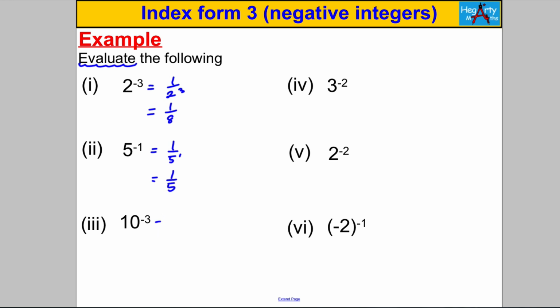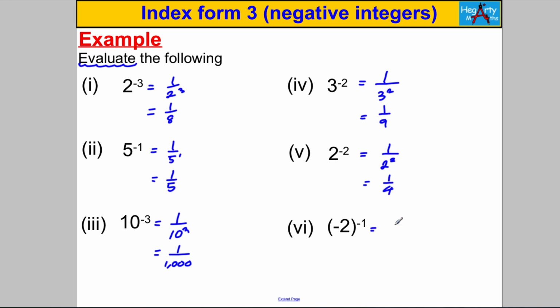10 to the negative 3 means 1 over 10 cubed. And 10 cubed is 1,000, so this is 1,000th. Simple as that. 3 to the negative 2 means 1 over 3 squared. 3 squared is 9, so this must be a ninth. 2 to the negative 2 is 1 over 2 squared. 2 squared is 4, so this is a quarter.